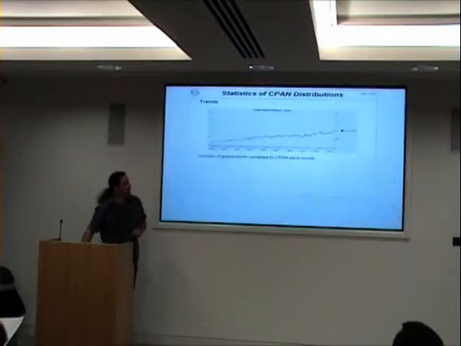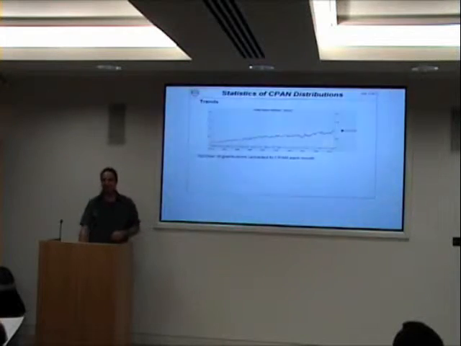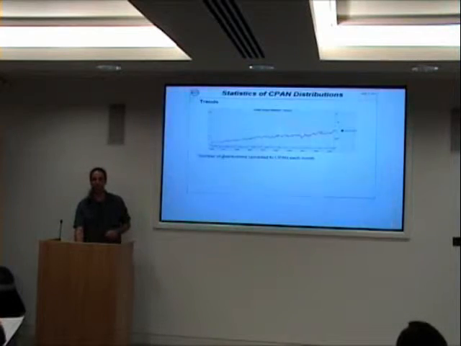This is the number of distributions being uploaded to CPAN every month, and again, you can see it's increasing quite significantly. We're getting roughly about 1,000 distributions being uploaded to CPAN every month.